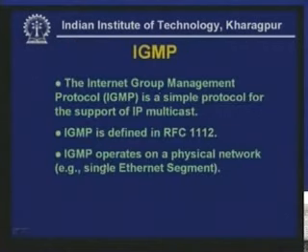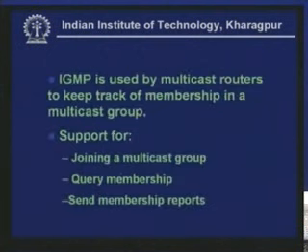Now let us move on to IGMP, which is the Internet Group Management Protocol. This is a very simple protocol for the support of IP multicast. IGMP is defined in RFC 1112, and IGMP operates on a physical network, that is a single Ethernet segment. If you remember the previous diagram that we had shown, one particular router is connected to, let's say, one Ethernet segment. So IGMP is between this router and the hosts which are there.